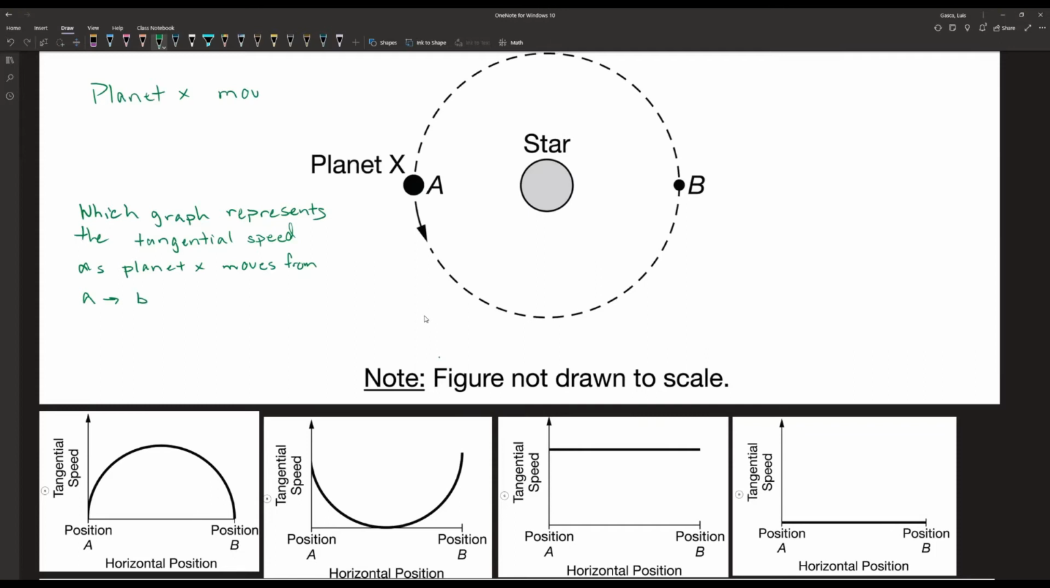And let me see how the College Board actually posed the question. Is in a stable circular orbit around a star.